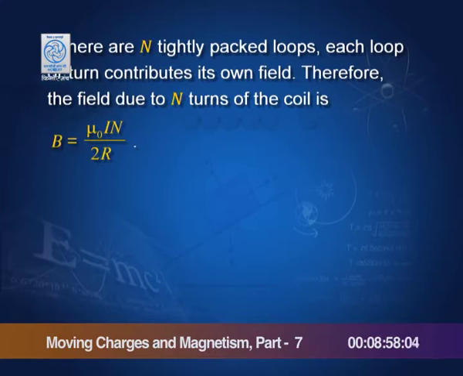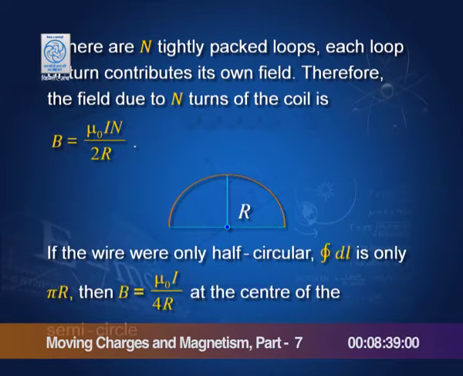If there are n tightly packed loops, each loop or turn contributes its own field. Therefore, the field due to n turns of the coil is mu 0 I n by 2 r. Mu 0 I, multiply that by the number of turns, and therefore, mu 0 I n by 2 r. Now, if the wire is only half circular, then the integral over dl would be simply pi r. So, you will get the result.